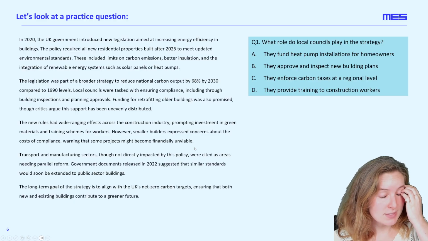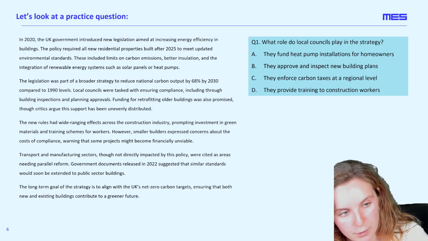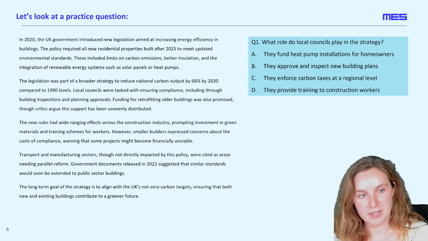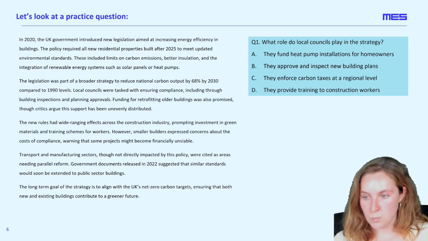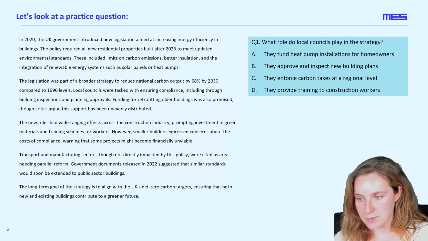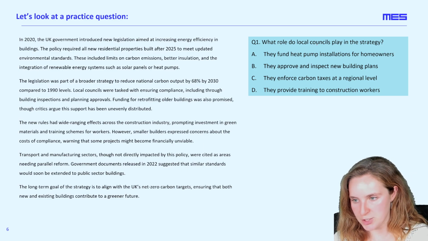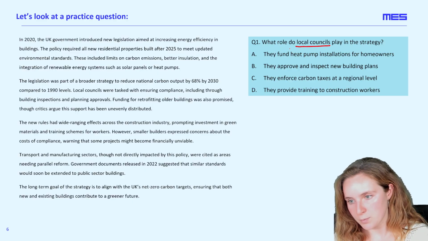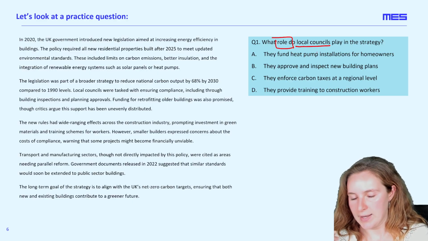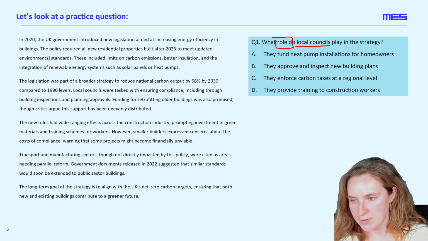Let's look at a practice question and model how we would respond to it, and I'm going to speak out my thinking as we go. So question 1, what role do local councils play in this strategy? So we're looking for the role of local councils. Okay, and let's scan our options briefly.